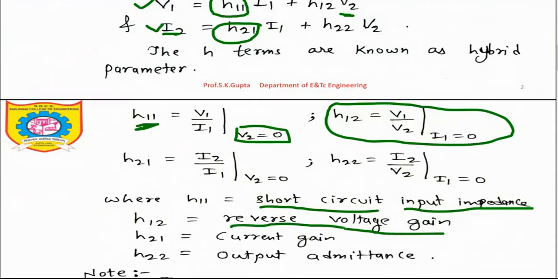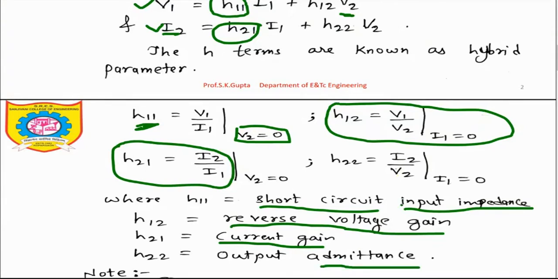Okay. Now the third one, H21, focus on H21 now. H21 is I2 upon I1, so current upon current, that means it is a current gain. And your H22 is output current upon output voltage. So current upon voltage is admittance, and output current and output voltage are there. That's why its name is output admittance.